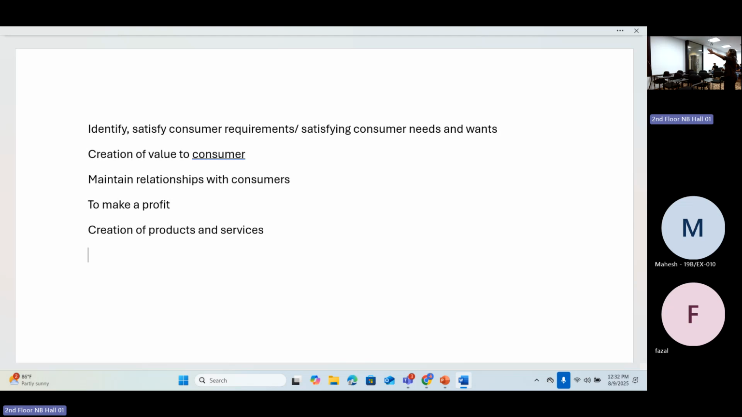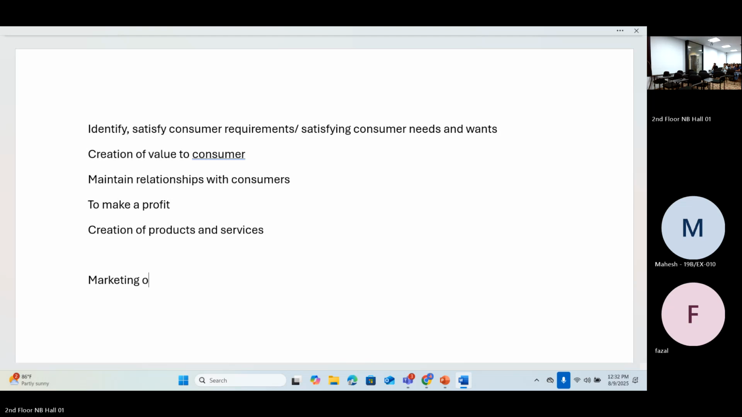So let's say we can say marketing is creating value to consumers by identifying their needs and wants through the creation of products and services with the aim of making profit and maintaining relationship. That kind of definition you can create. Right? So I will put it here. If you want, you can refer to that definition, or else you can refer to the definition that you have created using these points.